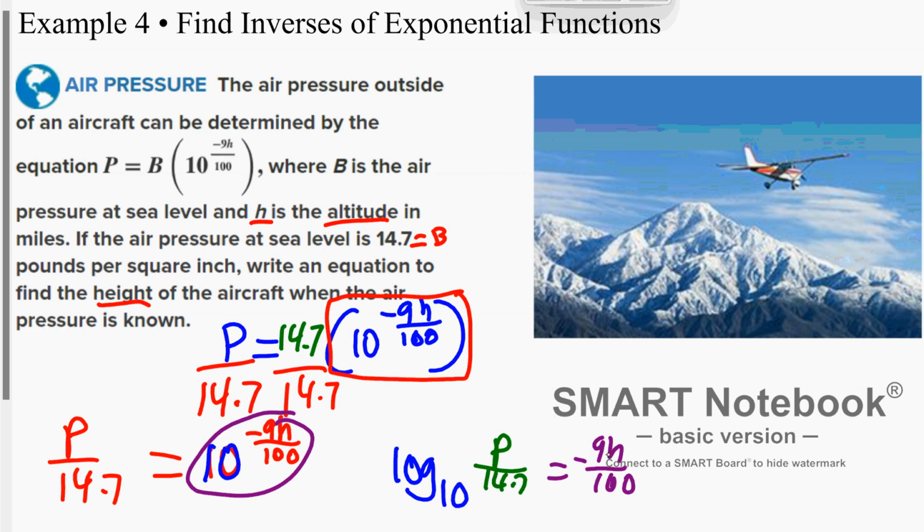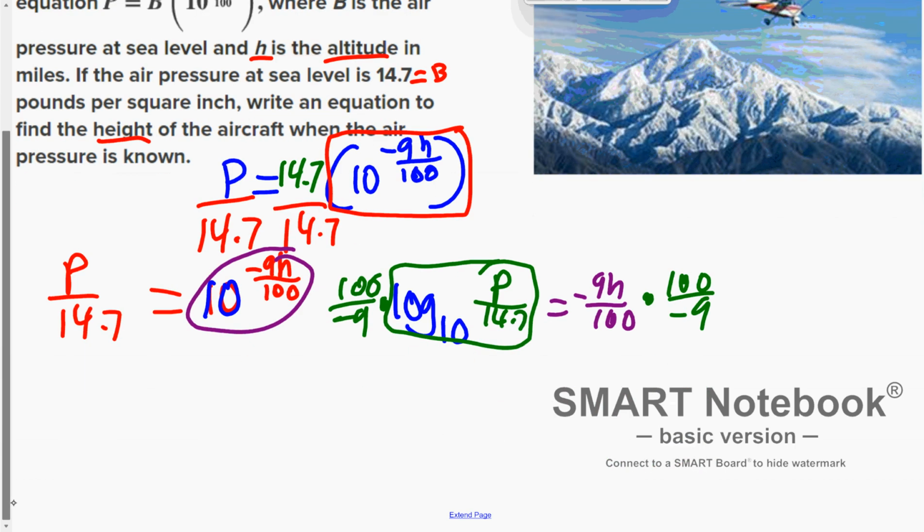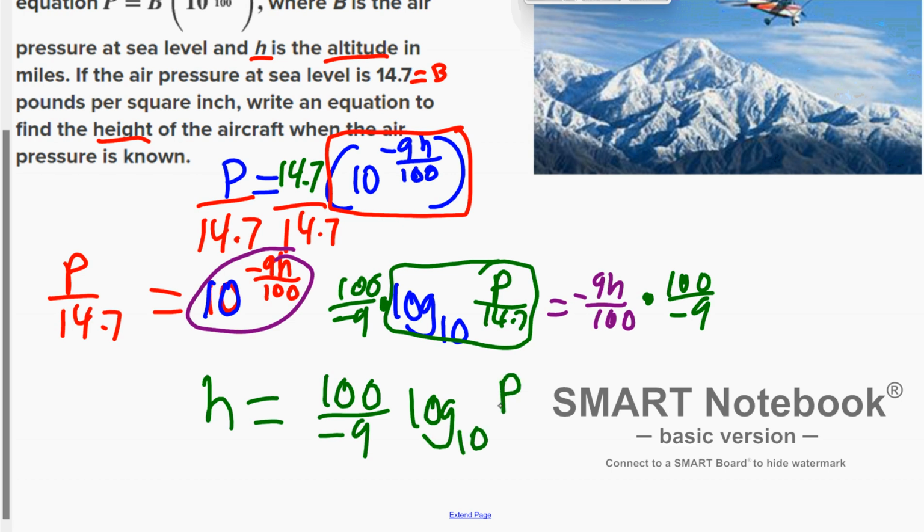Okay, and then I just need h by itself, so I can multiply by 100 and then divide by 9, or just multiply both sides by 100 over negative 9. Now I'm not multiplying the P here, I'm actually just multiplying the log itself, so I'm multiplying this thing. Once I figure out what that is, once I insert a P, then I can do that, right? But this is just 100 over negative 9. And you can leave it as a fraction like that, that's fine. So h is equal to 100 over negative 9 times log base 10 of P over 14.7.